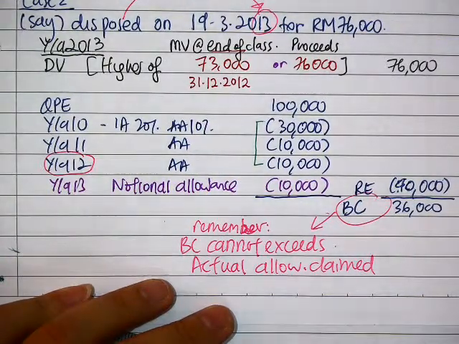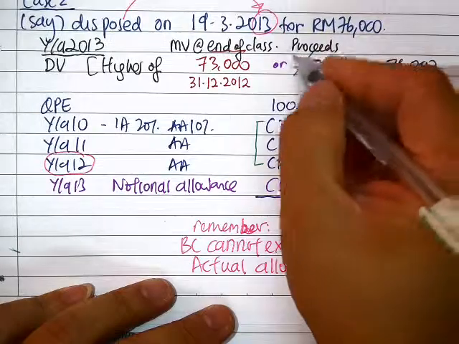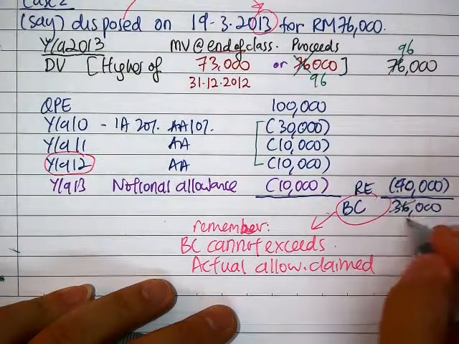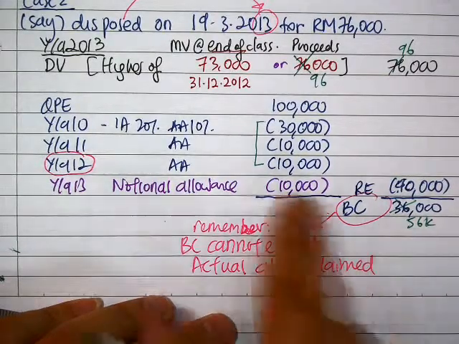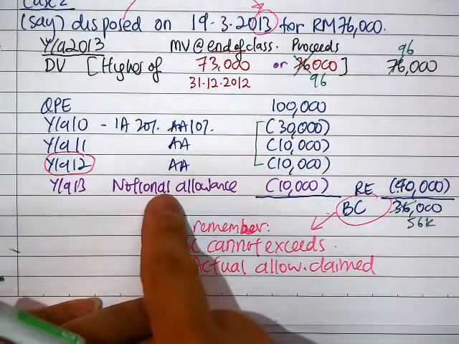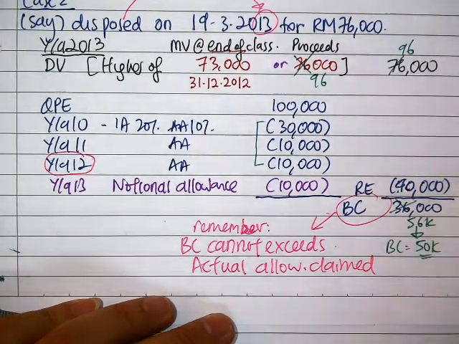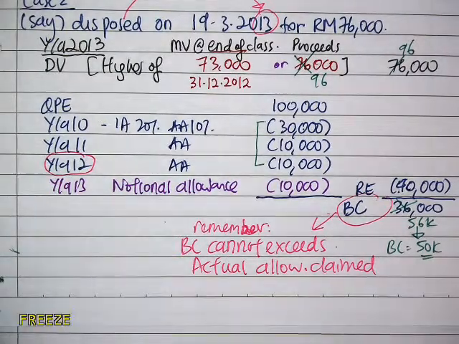Okay? Now let's say, for example, I'm just changing the figure. Instead of disposing for 76, let's say I change it to 96. Now if I dispose it at 96, you're gonna get BC as 56,000, right? But you can't have a BC of 56,000 because you only claimed 50,000. This is notional. Now if this figure is 56, then your BC is only 50. Then you restrict. Follow not? Okay? Now this issue about balancing charge, then when you dispose in the following year.